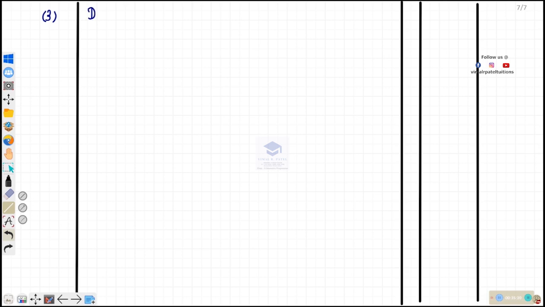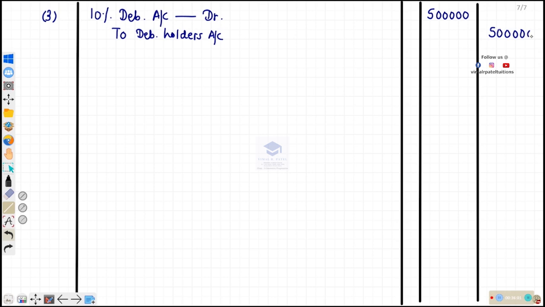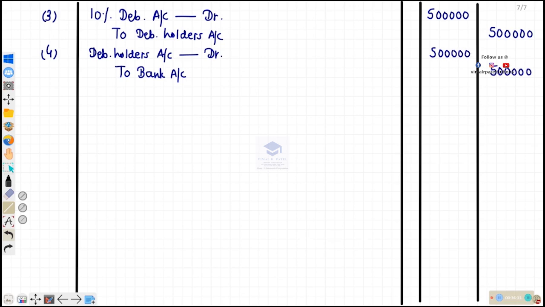Now at the time of redemption, redeem at par. 10% debenture account debited to debenture holders. Debenture holders to bank. Five lakh.